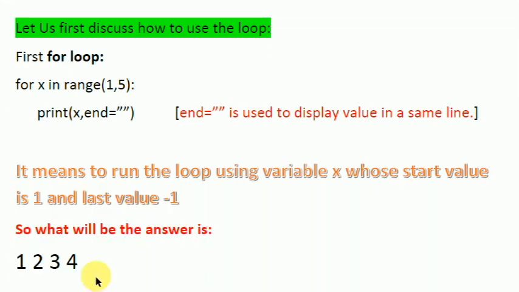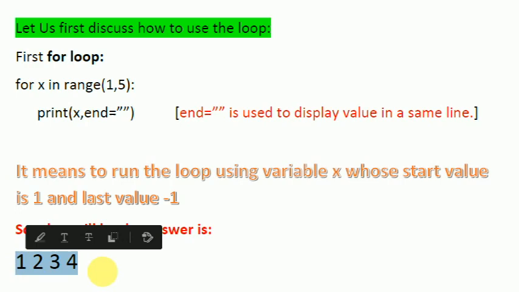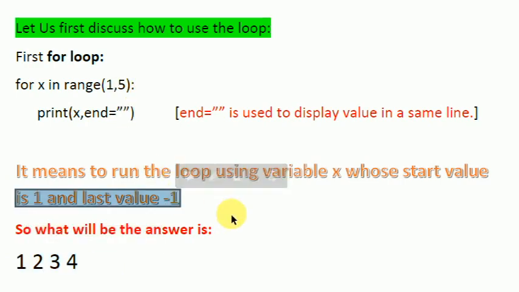If you execute it, it will display 1 2 3 4. Where is the fifth one? You already know that the last value is going to be minus 1, so it will display numbers less than 5. That means the numbers are going to be 1 2 3 4. Now I'm going to show you practically how the for loop works.